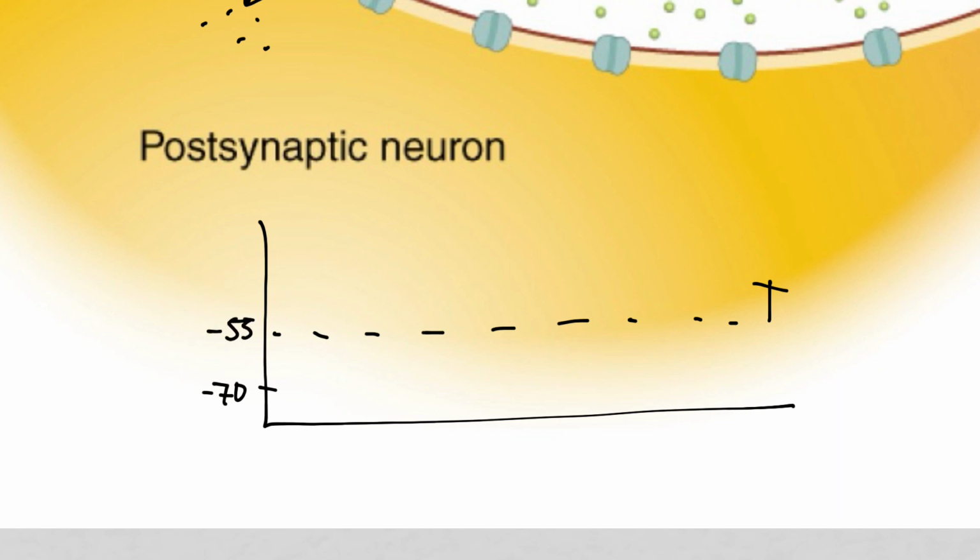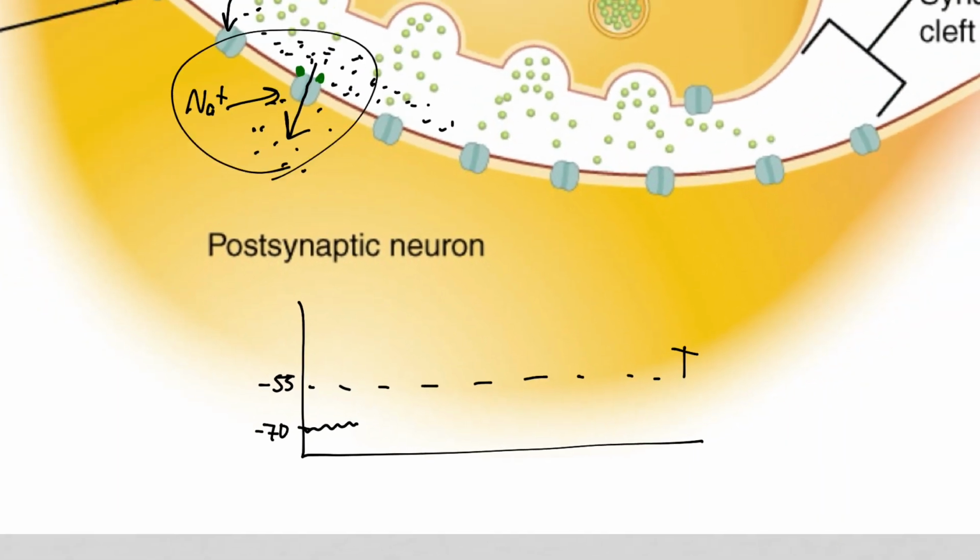This was negative 55 at threshold. We start off at rest. If you open this ligand-gated sodium channel with your neurotransmitter, all that means is you're letting sodium into the cell. The graded potential is going to rise, right? That is our graded potential. Specifically, it's excitatory because we're going up on the graph. So EPSP, excitatory postsynaptic potential.